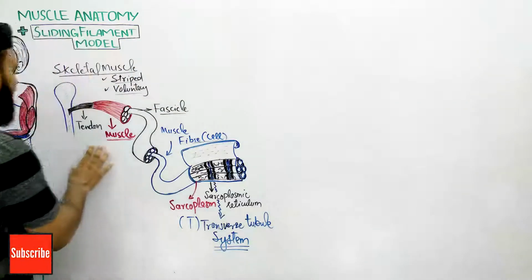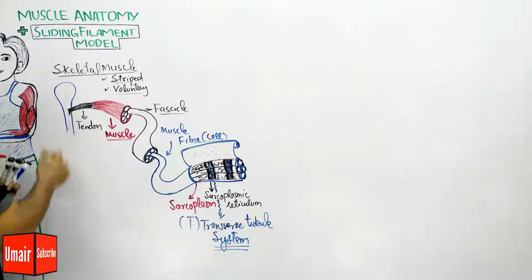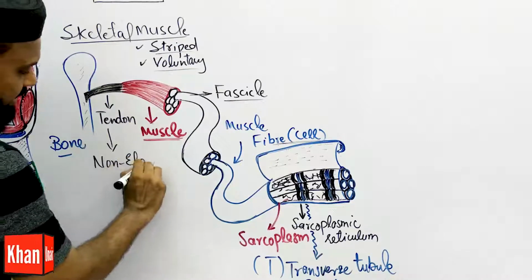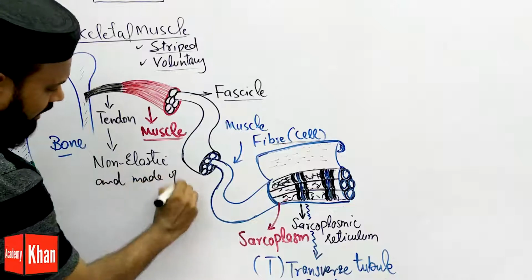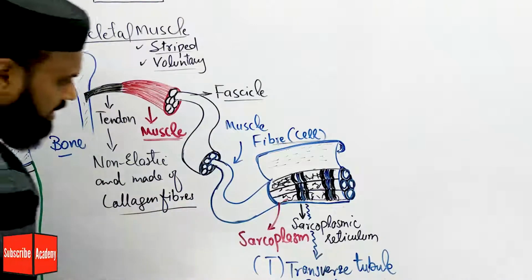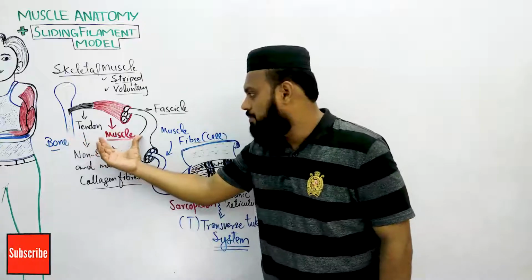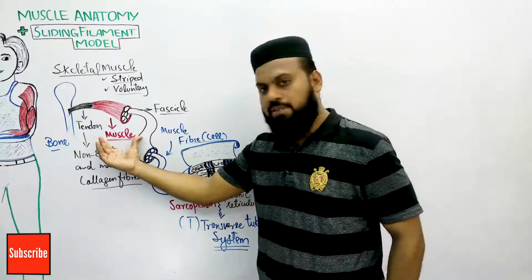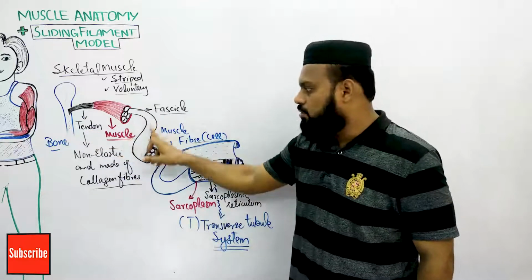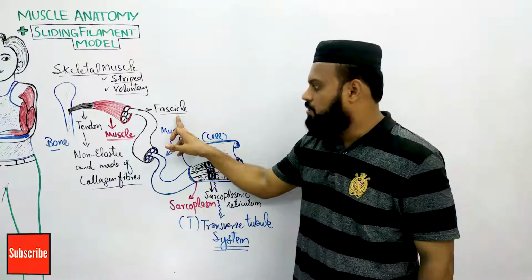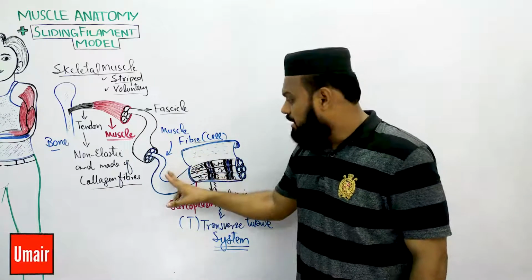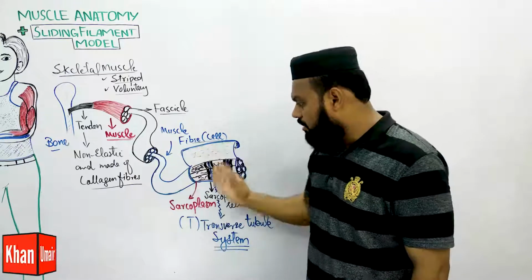For example, if we start from the bone, after that tendon, which is non-elastic and made of collagen fiber. Collagen fibers are also a type of proteinaceous tendon. Then muscle, the real body which you can see after the skin, but in the muscle there is also a kind of muscle fiber bundle which is called fascicle or fasciculi. And next is muscle fiber or a muscle cell.